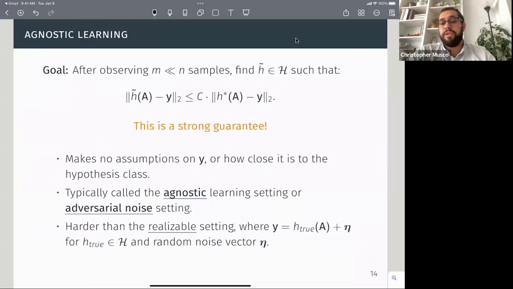Along those lines, this is a very strong guarantee. It makes no assumption on Y. In particular, we make no assumption that it is close to a target in the hypothesis class. In machine learning, this is why this would be called the agnostic learning setting or the adversarial noise setting. It's generally considered harder than what we call the realizable setting, where Y would equal some true hypothesis in your class applied to A plus an IID noise vector eta, whose entries are, say, bounded random variables with mean zero. That's an easier setting because we know there's a good hypothesis in the class to approximate Y. In our setting, there might not be a good hypothesis in the class, but even when that's the case, we still want to find something competitive with the best hypothesis. Any questions about the guarantee?